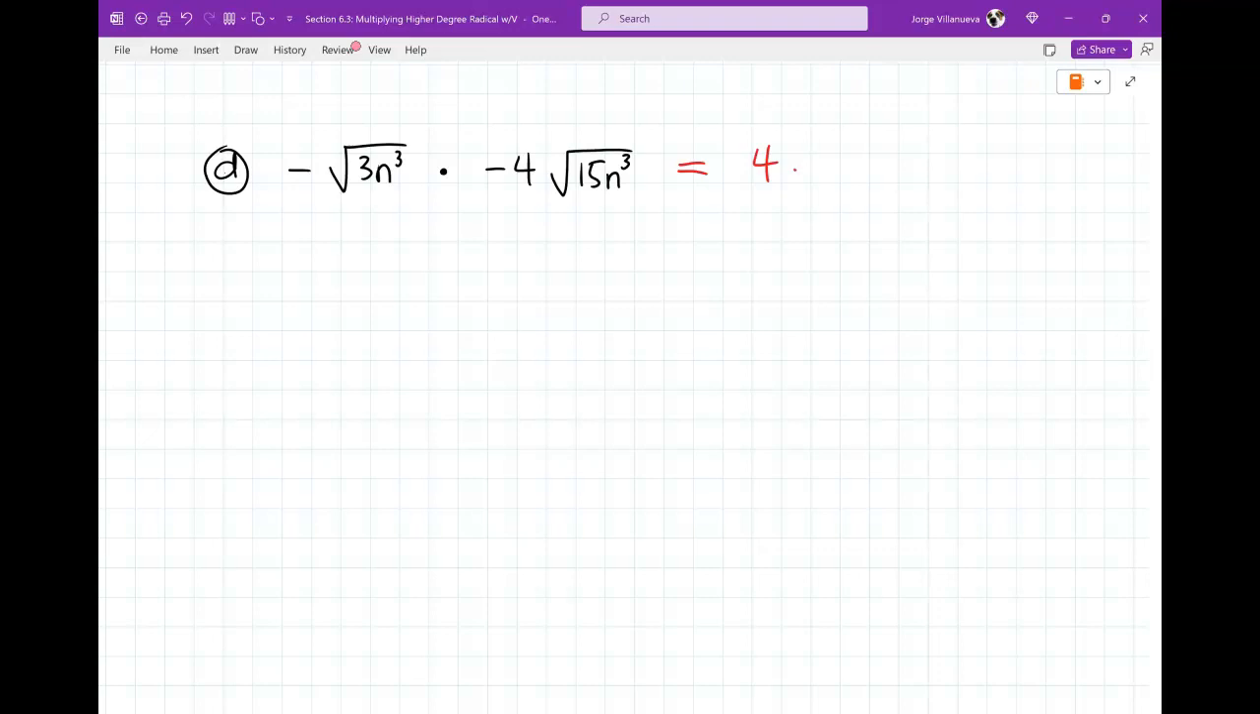And then square root of, multiplying the insides, 3 times 15 is 45, and then that's going to be n to the what? 6, right? N to the 6. All right.